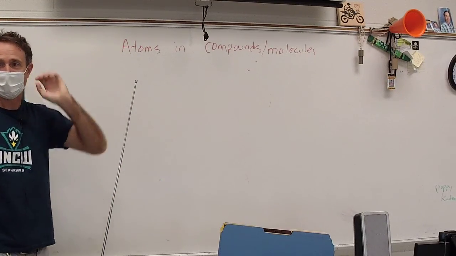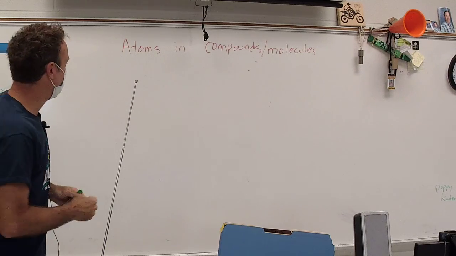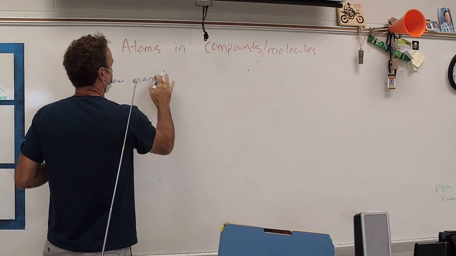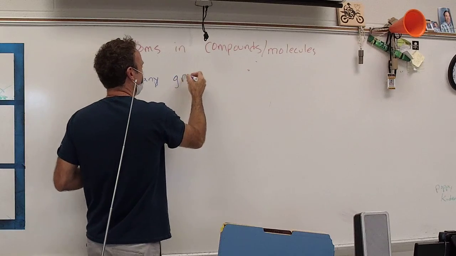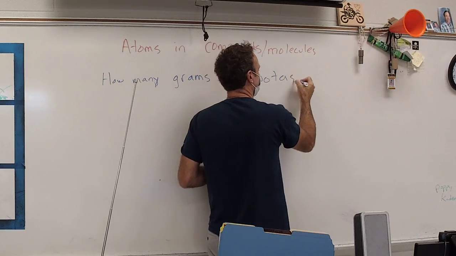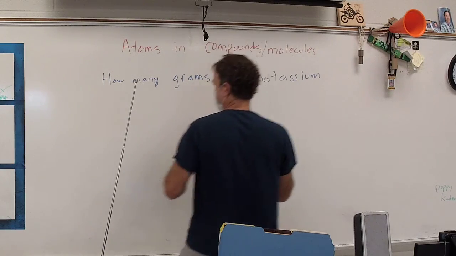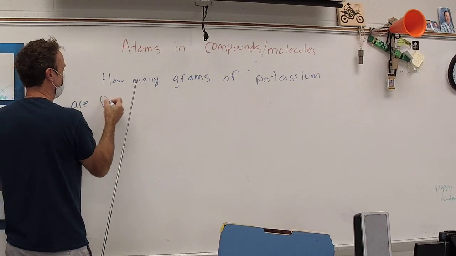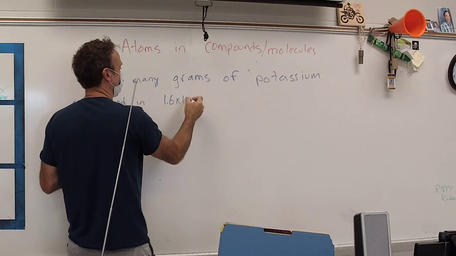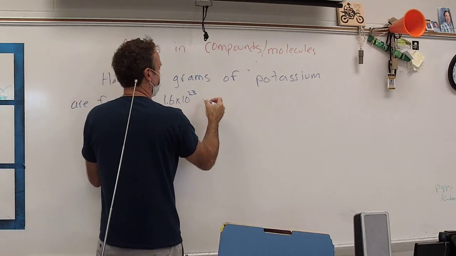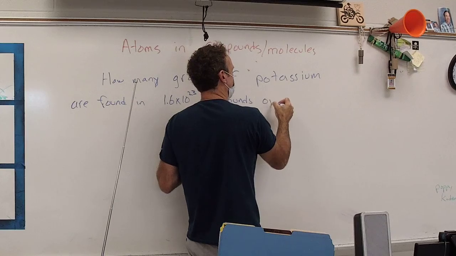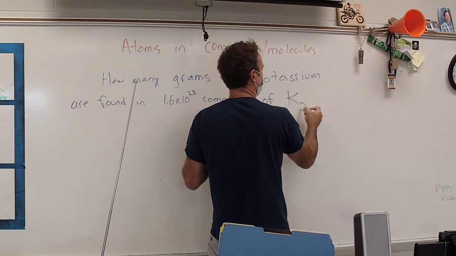Okay, let's try another one, everybody. How about this? How many grams of potassium are found in 1.6 times 10 to the 23rd compounds of potassium sulfate?